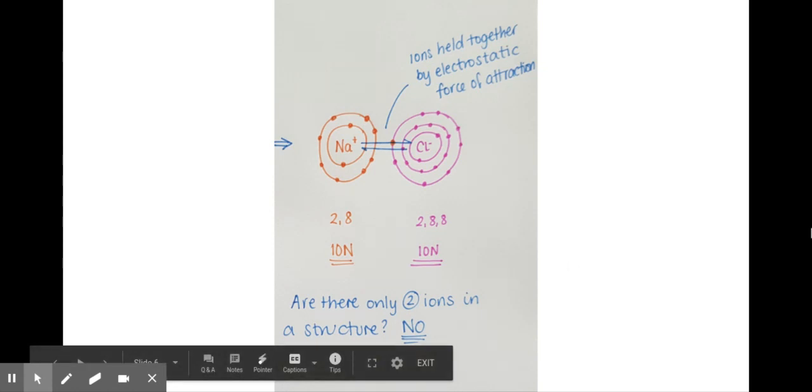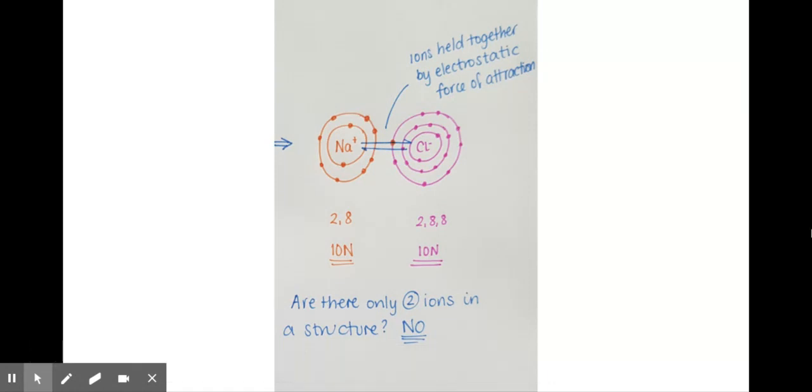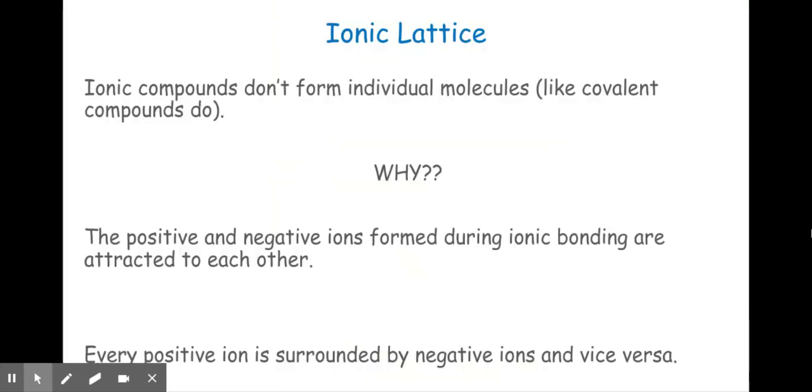My question to you today is, do you think there are only 2 ions in a structure? So in a little grain of salt, are there only going to be 2 ions? Well, the answer is obviously no. We know this by looking at lots of different structures before this. There are millions and millions of atoms and ions that make up the substances we know. There are never only 1 or 2 present. What does this actually look like?